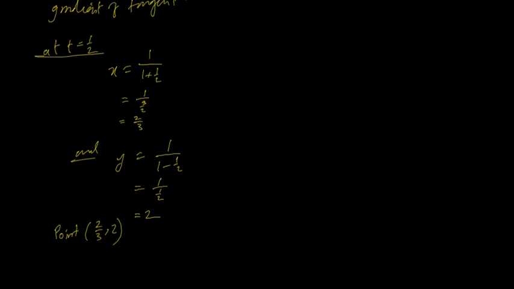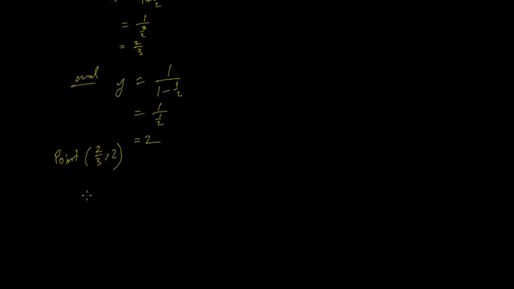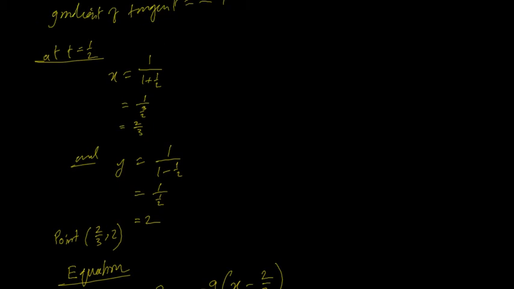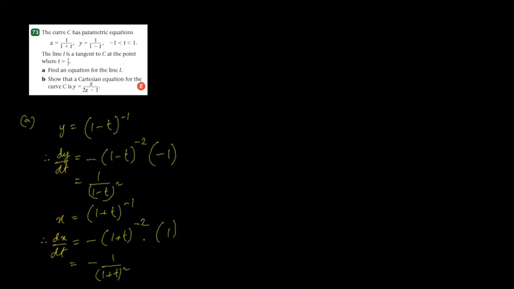Now we can find the equation. So the equation is y minus y1 equals m, the gradient is minus 9, (x minus 2 by 3). y minus 2 equals minus 9x, minus into minus is plus, 3 nines are 9, 3 twos are 6. y equals minus 9x plus 8. For the final question, we have to convert this into the Cartesian equation and show that this is the case.